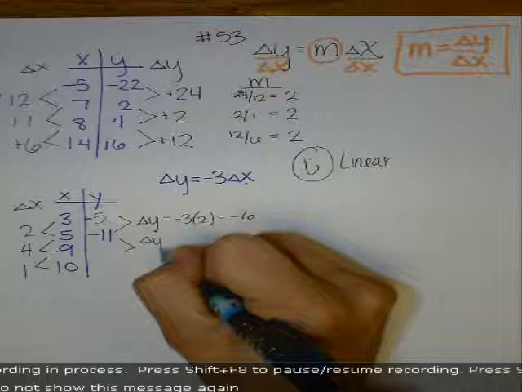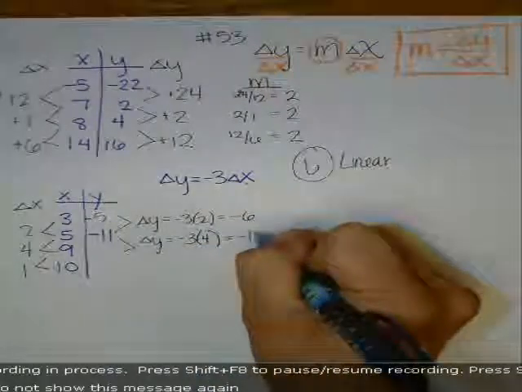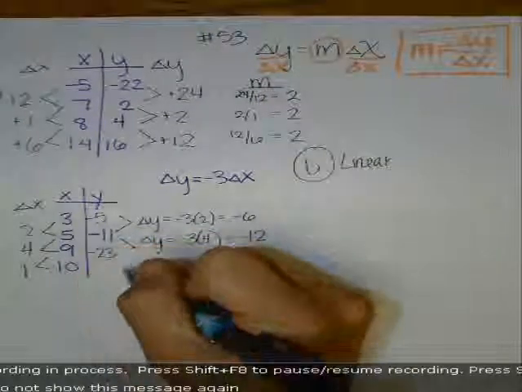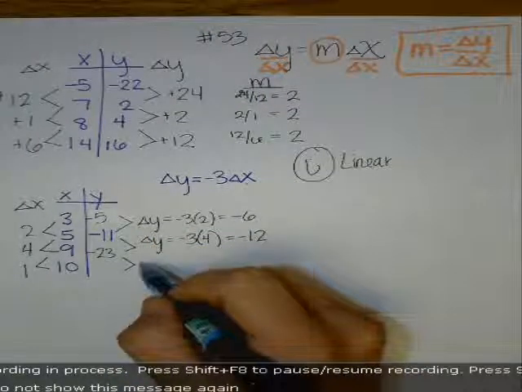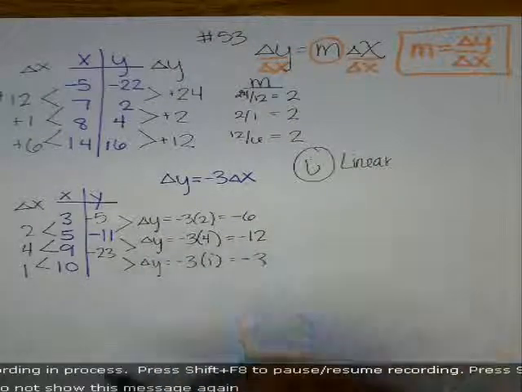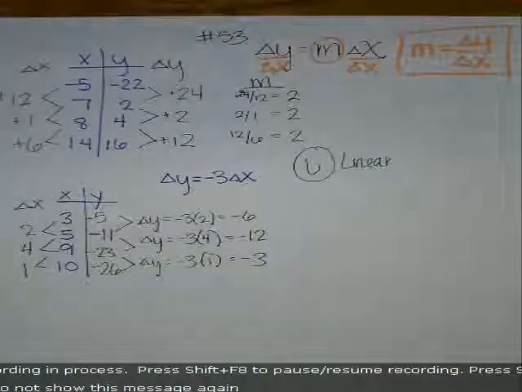The change in y is -3 times as large as the change in x was, so I'm going to need to change by -12. -23. Next one. Change in y equals -3 times as large as the change in x, -3, thus I end up with a point, -26. Hope that helps.